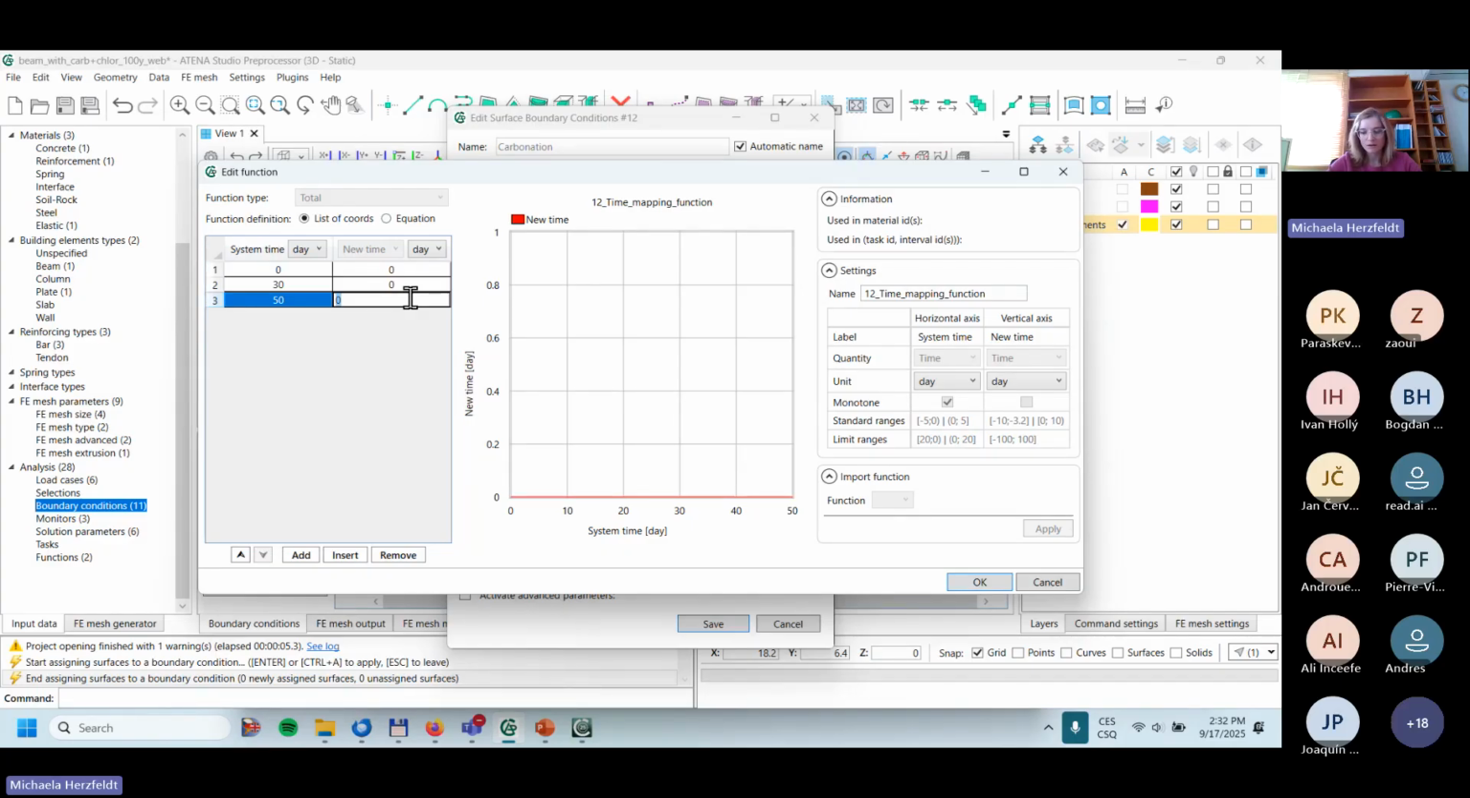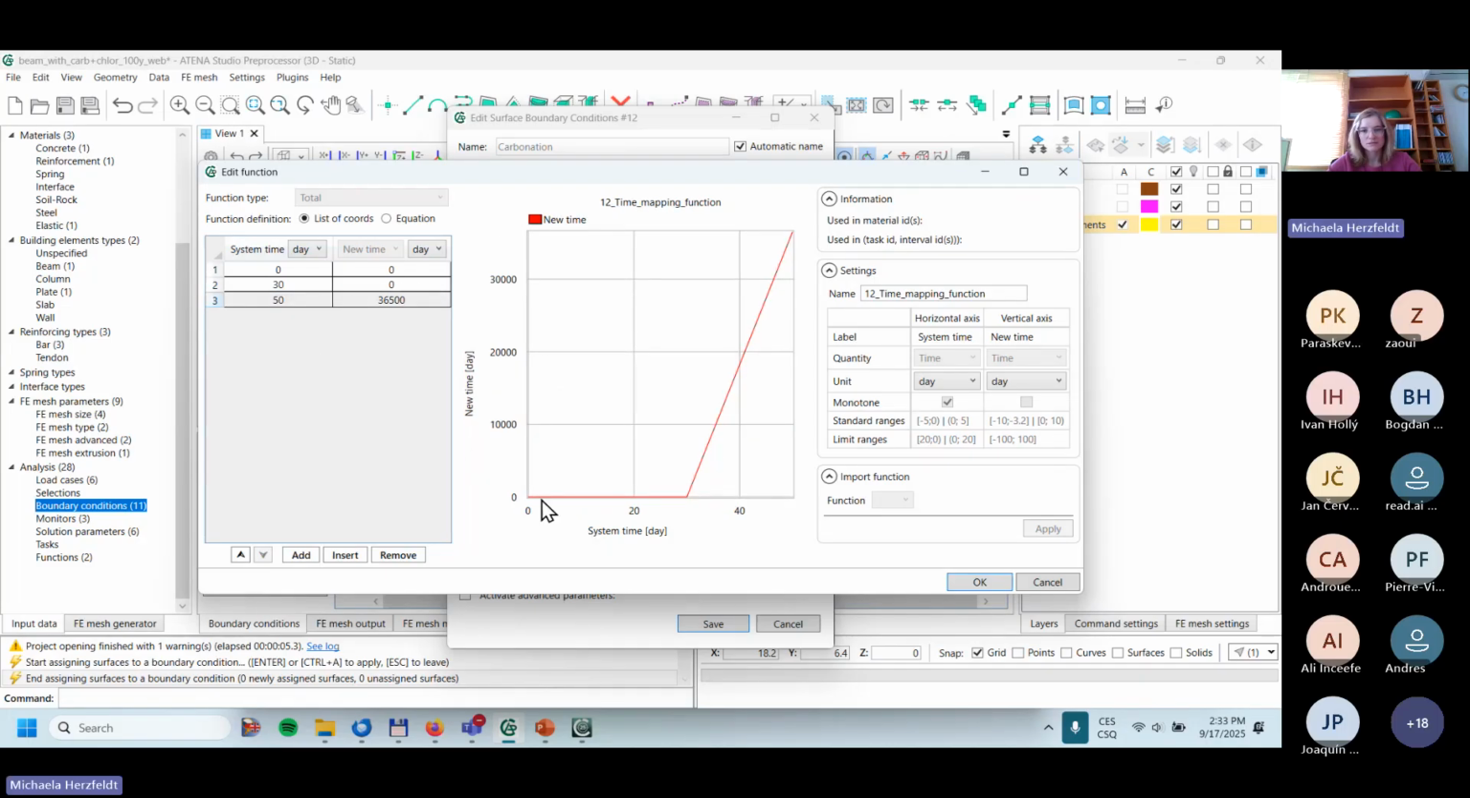So let's say that in our case we go for 100 years of exposure to carbonation and chlorides. 100 years, and we have to put it in days. So it's 365 days times 100.